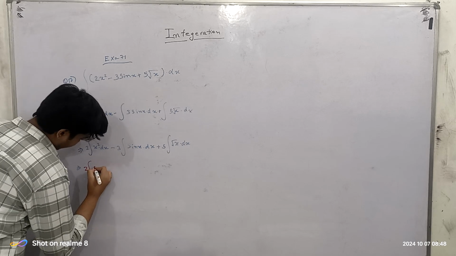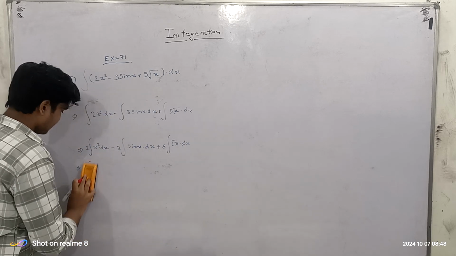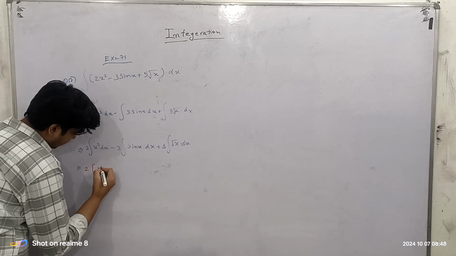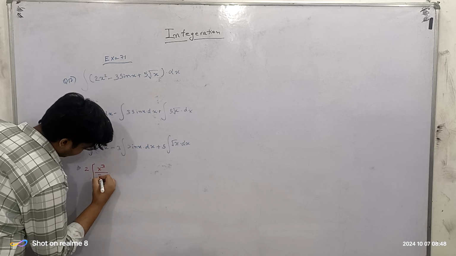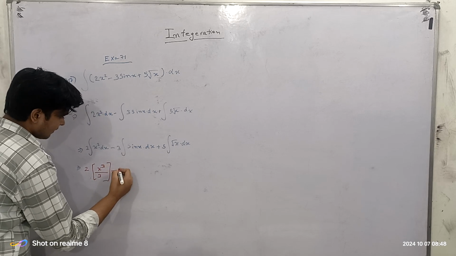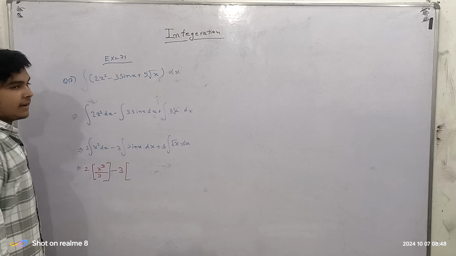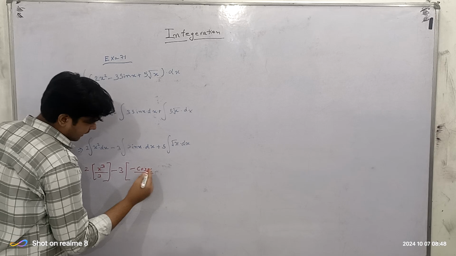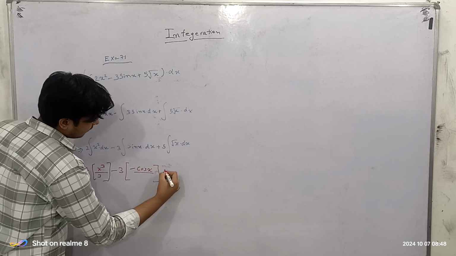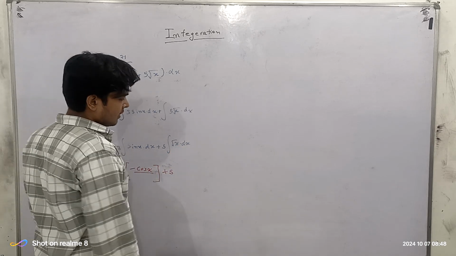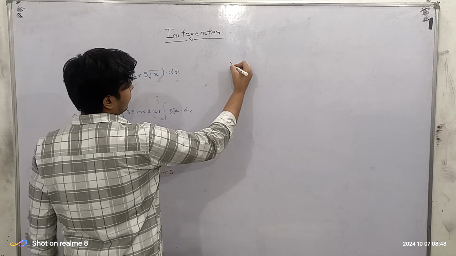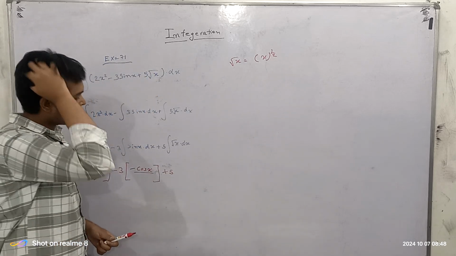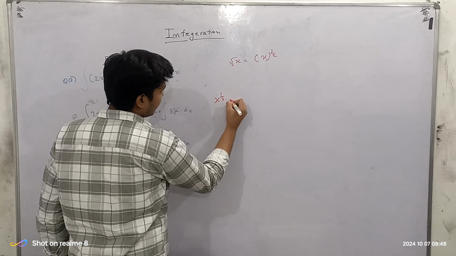Now we know x square into dx, an easy general formula. After integrating, the integration sign will go, 2 times x to the power 2 plus 1 is 3, and 3 below also. Minus 3 integration sin x into dx is minus cos x by 1, here the value of a is 1. Plus 5 into under root x. Under root x can be written as x to the power 1 by 2, so here x to the power 1 by 2 into dx.